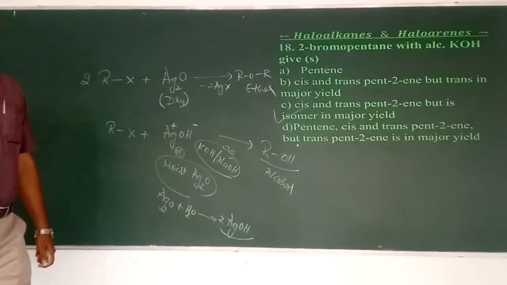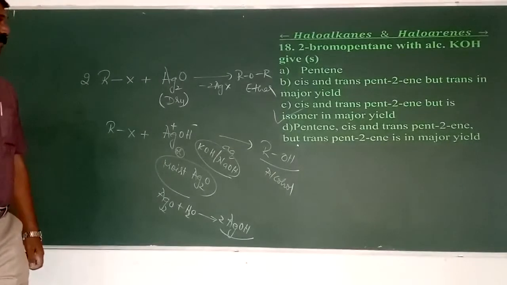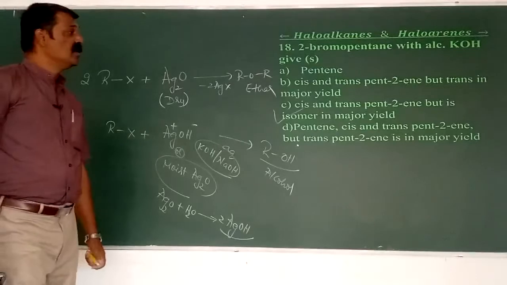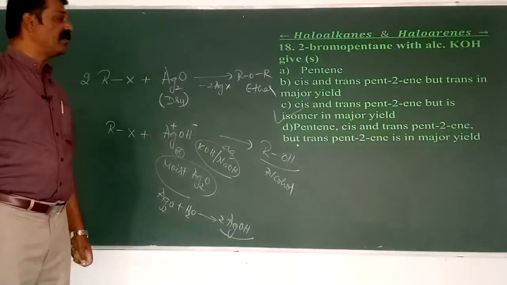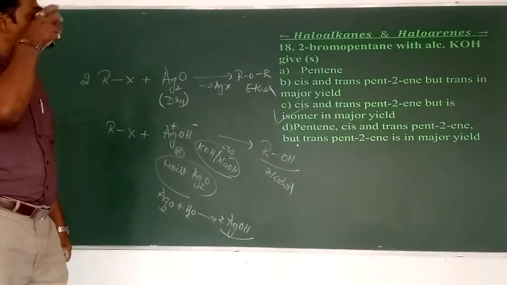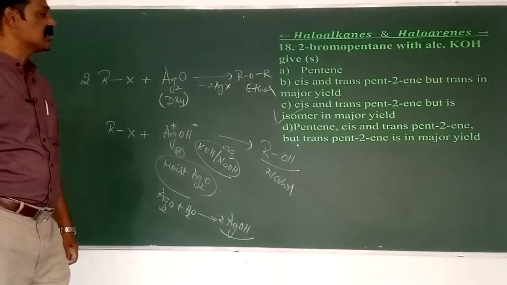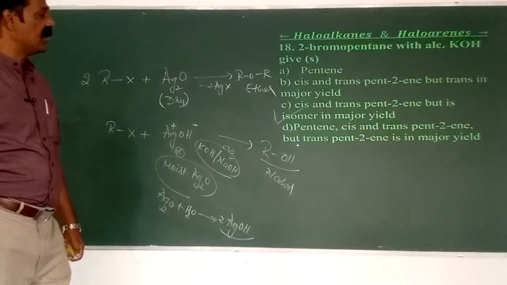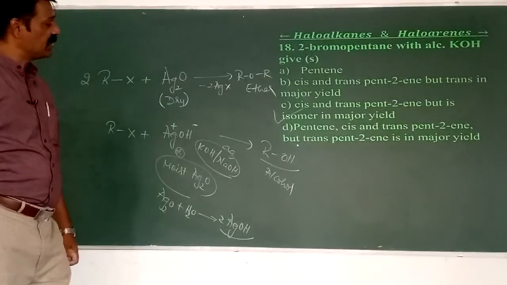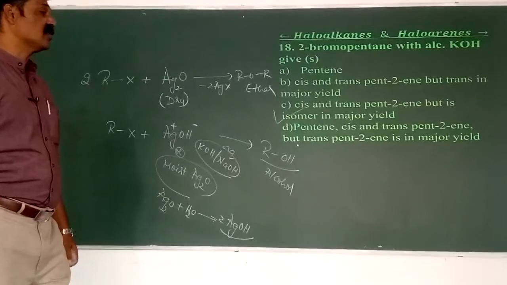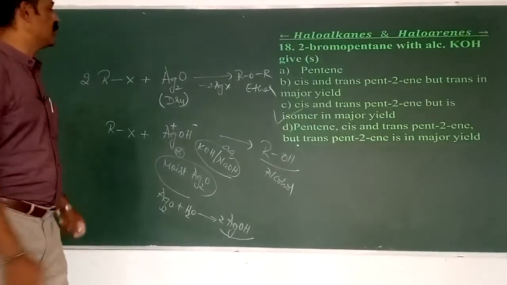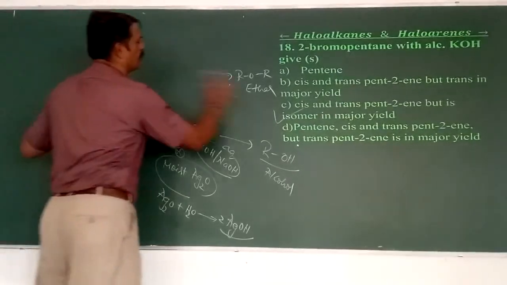2-bromopentane with alcoholic KOH gives what? Pentene, cis and trans 2-pentene, but trans 2-pentene is found to be the major yield.